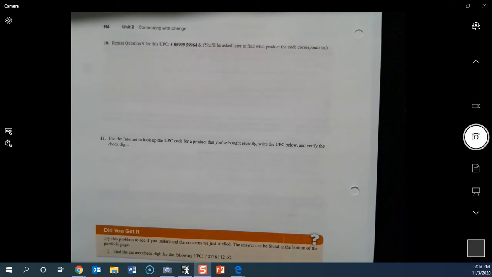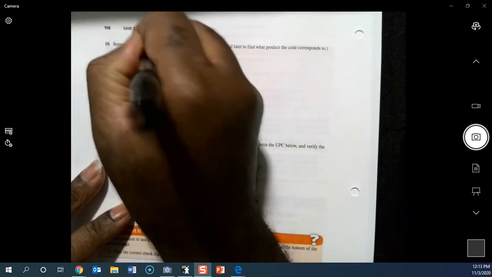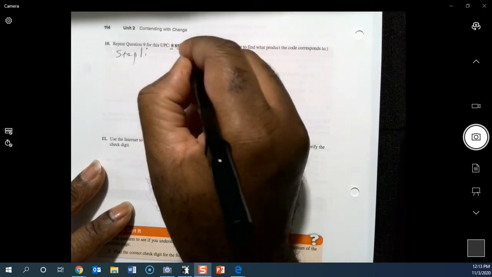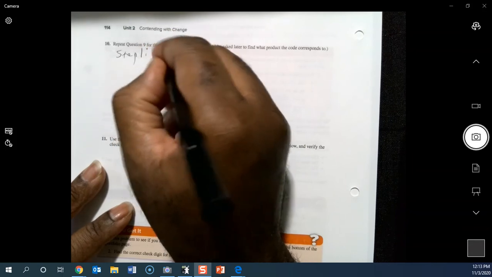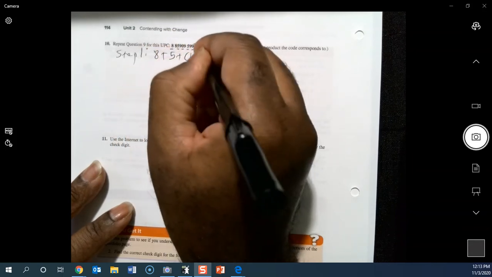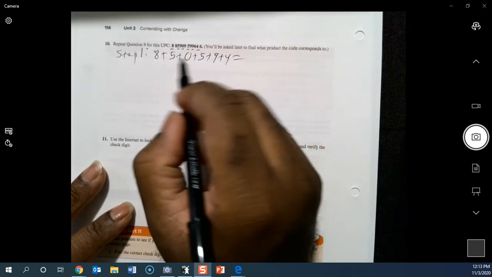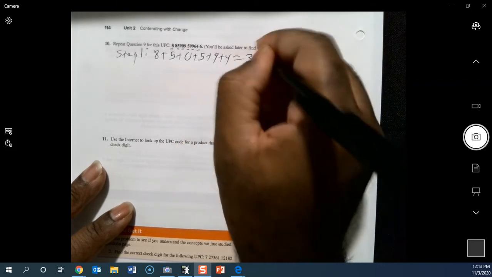It says, repeat question 9 for the UPC as given there for us. You will be asked later to find what product the code corresponds to. So we'll start off with step 1. We add up all the digits that are in the odd positions from 1 to 11. So it'd be 8 plus 5 plus 0 plus 5 plus 9 plus 4. So when we add all of this together, this would be 31.